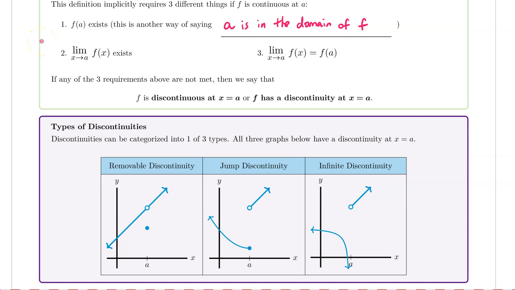The next type of discontinuity is a jump discontinuity. Notice that the limit as x approaches a from the right-hand side and from the left-hand side are different limits, and so that's why we have a jump discontinuity. And the last type of discontinuity is an infinite discontinuity, when the limit as x approaches a from the right-hand side or the left-hand side either equals infinity or negative infinity. That's when we have an infinite discontinuity.